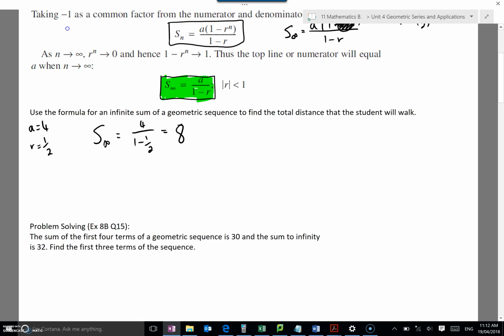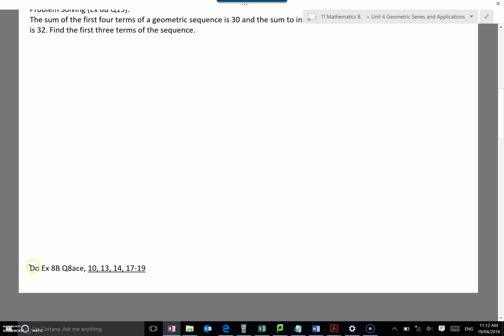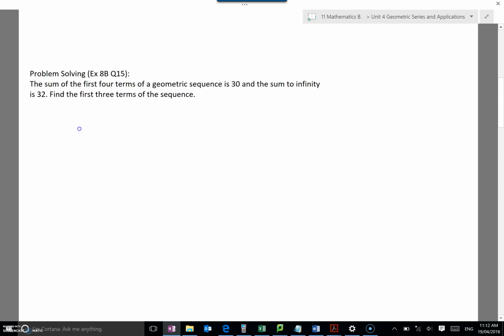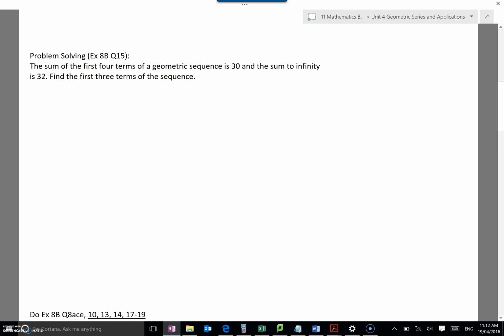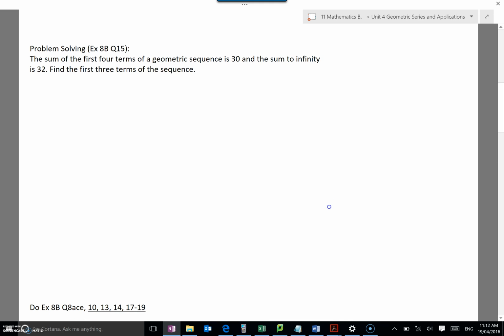There's heaps of practice problems for you to have a go at. Right now, I would expect you to go have a crack at exercise 8B, question 8 ACE, which is essentially just practicing that formula. So go do that. And then we've got some problem solving that we can use that infinite series formula for. I'll have a look at this one. This is probably one of the harder problems, so hopefully you can do some of the ones in between, like question 10 or question 13.